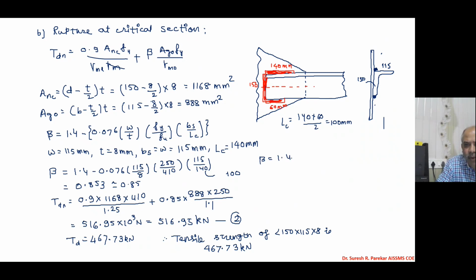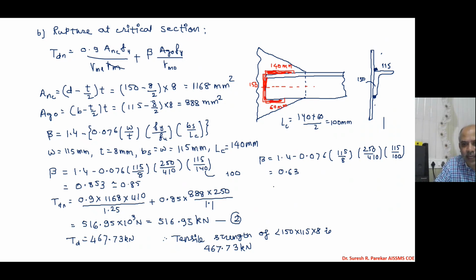Means if I put it as 1.4 minus 0.076 into 115 upon 8, 250 upon 410, 115 upon 100, and you calculate this value of beta, then we get 115 divided by 8 multiplied by 250 upon 410 multiplied by 115 divided by 100 into 0.076 minus 1.4, and this comes 0.63.